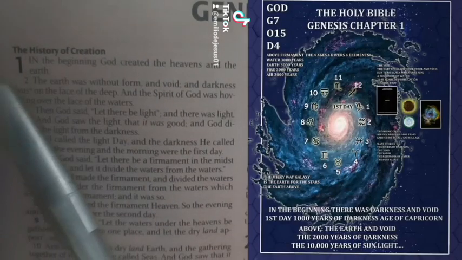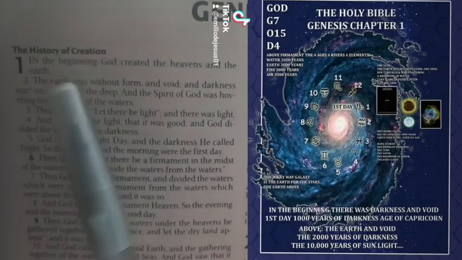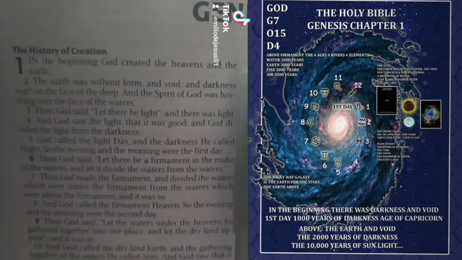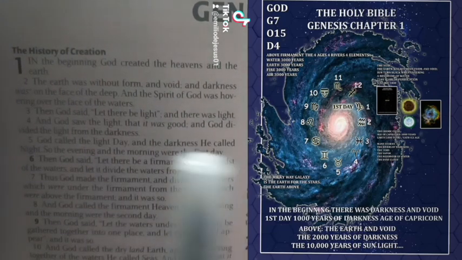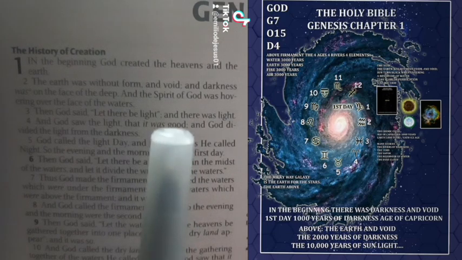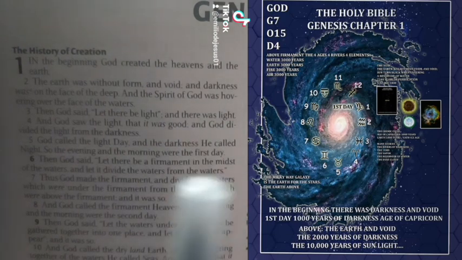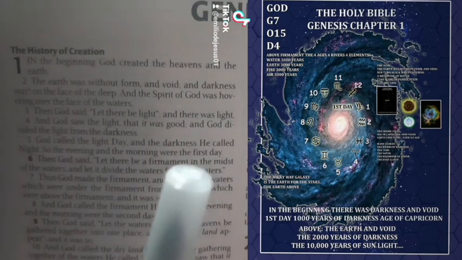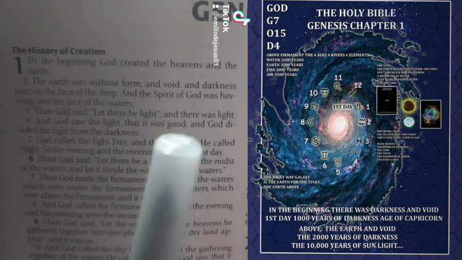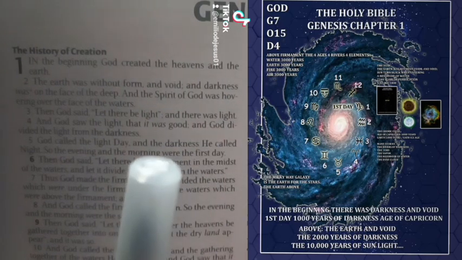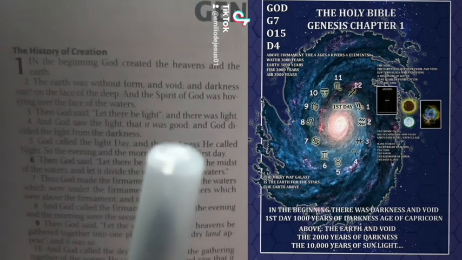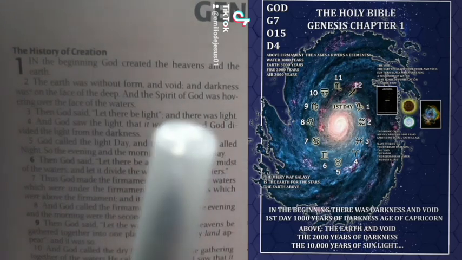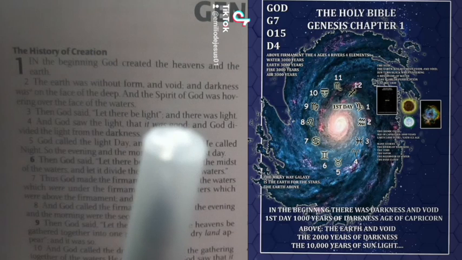Okay, so let's start over. The history of creation. In the beginning, God created the heavens and the earth. So now you understand the heavens is the Milky Way galaxy. When you read the Bible, these stories are astrological. You see, the heavens above is the wheel above. Then you will see the wheel below. That I gave it to you guys. It's the number 23. So now you know the first day is the age of Capricorn.